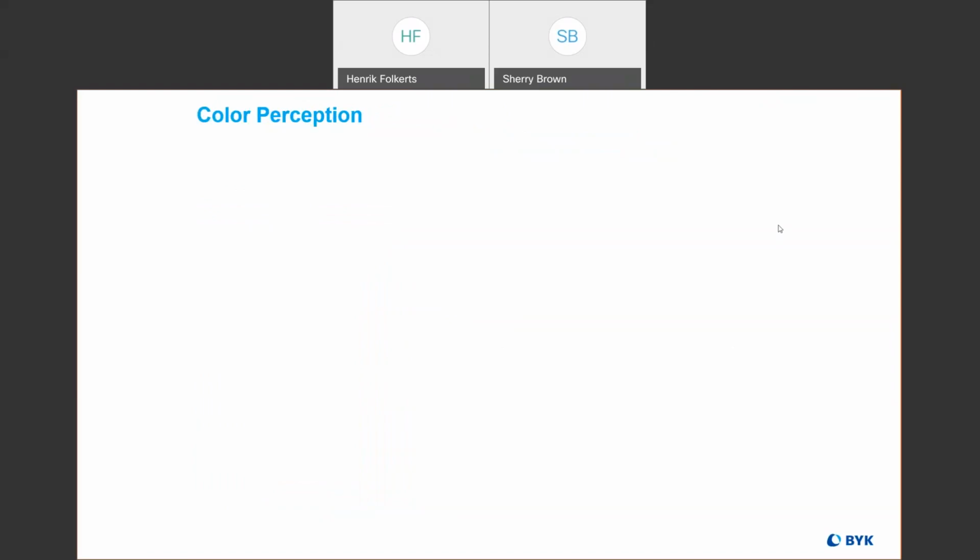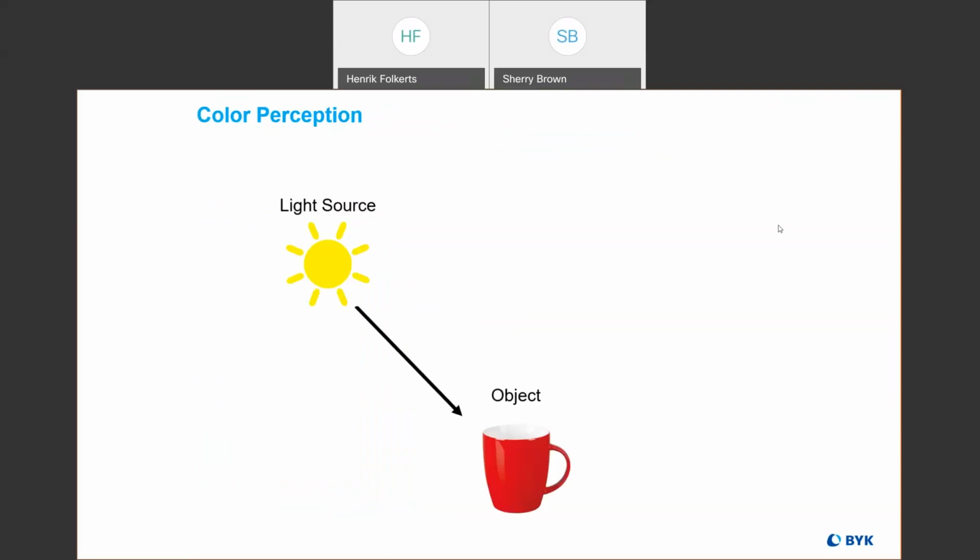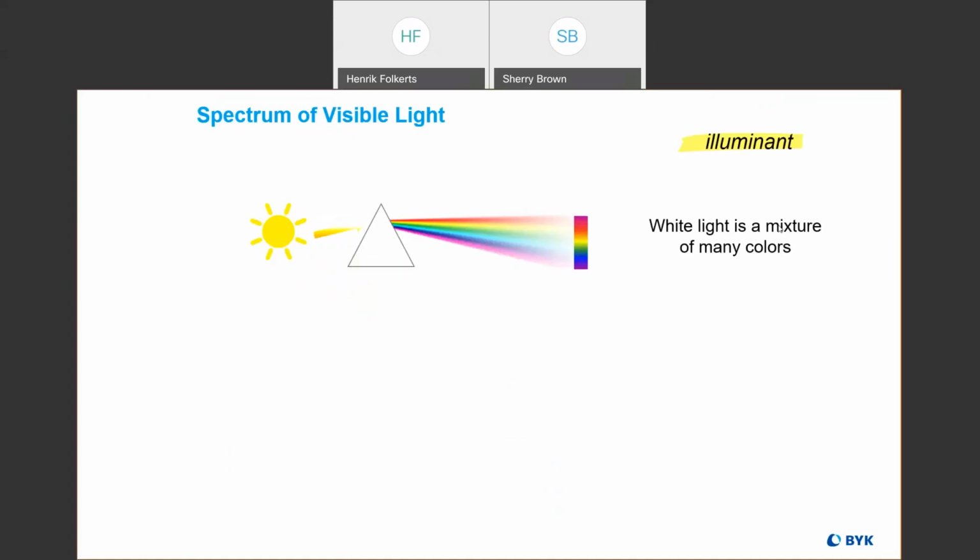When we talk about color perception, we talk about the three components of color perception: object, light source, and observer. In order to measure color, in order to quantify color, we need to understand how we perceive color. And in order to understand how we perceive color, we have to understand each of these three components. So we're going to start with the light source or illuminant. Those terms are somewhat interchangeable, somewhat not.